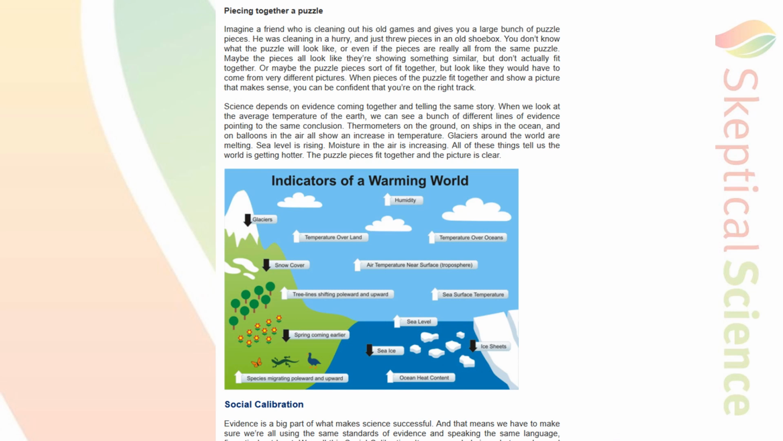Science depends on evidence coming together and telling the same story. When we look at the average temperature of the Earth, we can see a bunch of different lines of evidence pointing to the same conclusion. Thermometers on the ground, on ships in the ocean, and on balloons in the air all show an increase in temperature. Glaciers around the world are melting. Sea level is rising. Moisture in the air is increasing. All of these things tell us the world is getting hotter. The puzzle pieces fit together and the picture is clear.